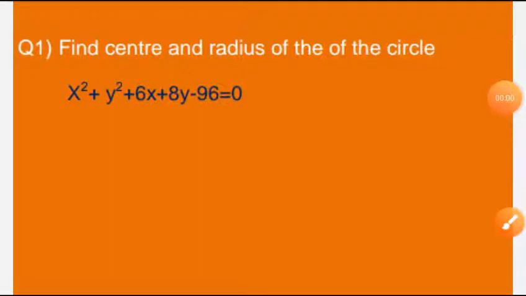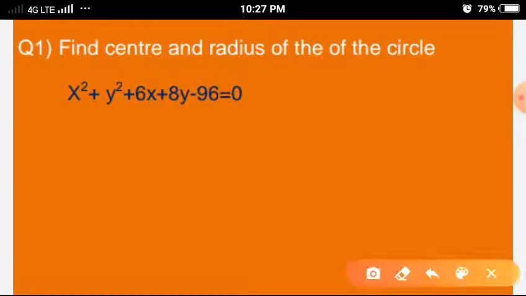Yes, we see the first problem of circles, which are related to 2 marks questions. Find the center and radius of the circle of equation x square plus y square plus 6x plus 8y minus 96 is equal to 0. We have to find center and radius for this circle equation.